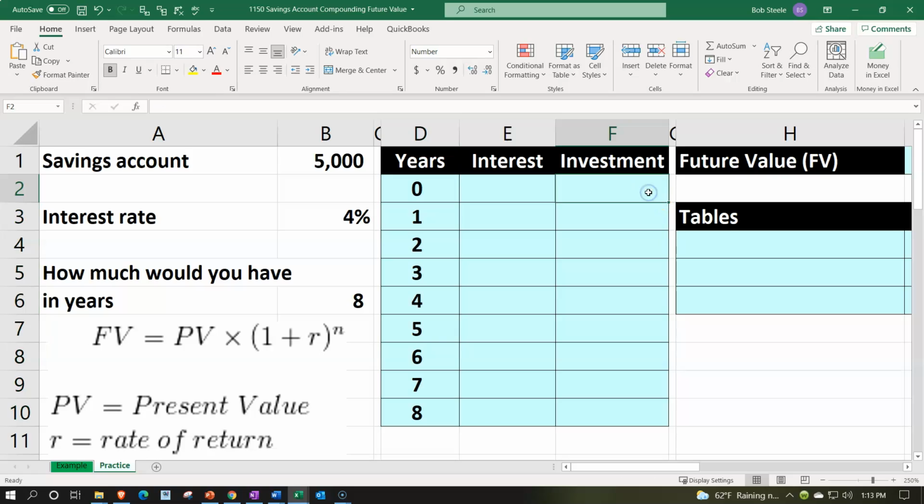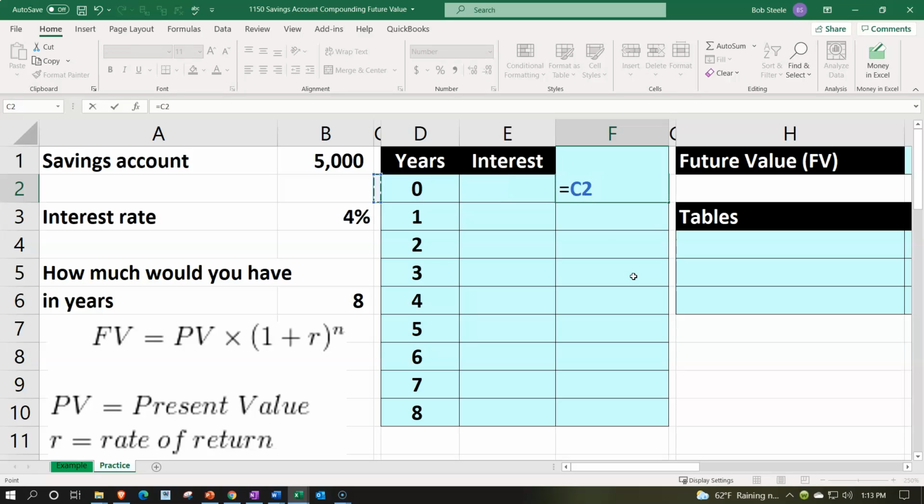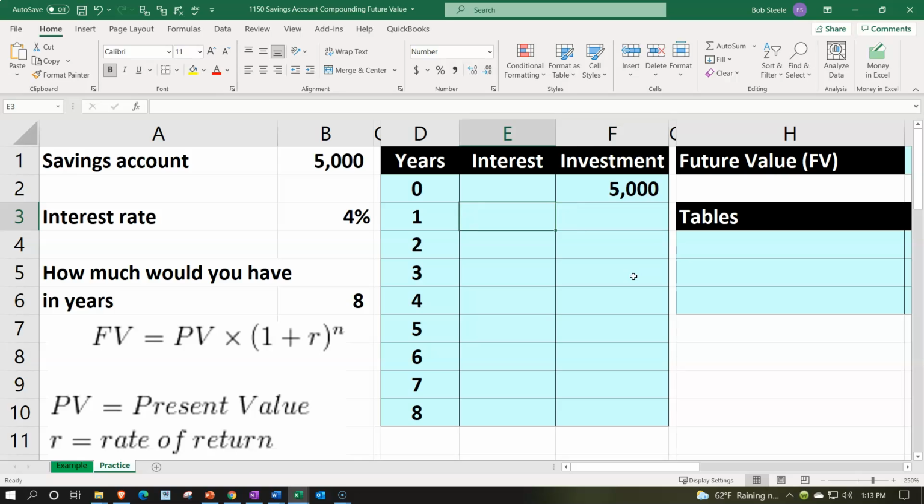Then we're going to be on the investment side of things. It's going to be 5,000 at our starting point. We're not going to simply type in 5,000, but rather take that information from the data. So I'm going to say equals left, left, left, left, and up. There's the 5,000.